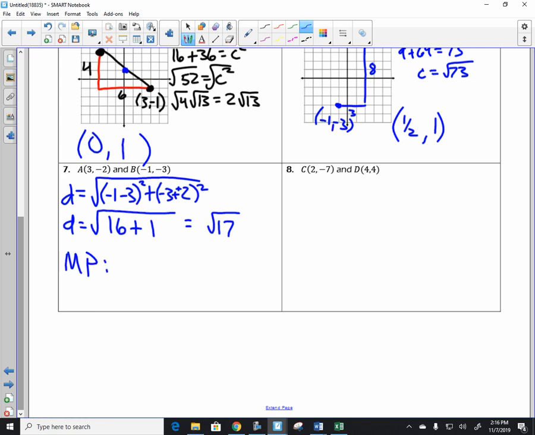Midpoint. If you want to find the midpoint, you need to add the x values, divide by 2 and you get 1. -2 plus -3 divided by 2, we just got -5 halves. Again, these are problems I want everybody to be able to get. Go ahead, do number 8 on your own. I'll hand out the assignment.